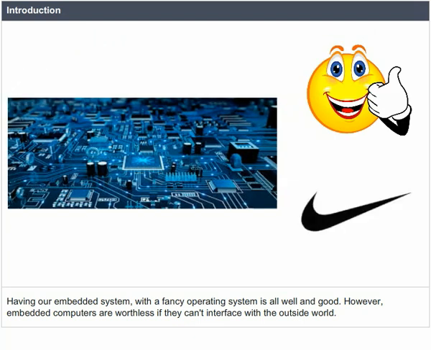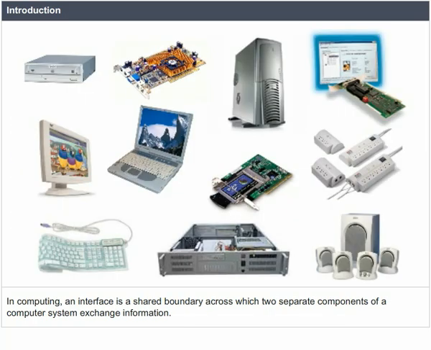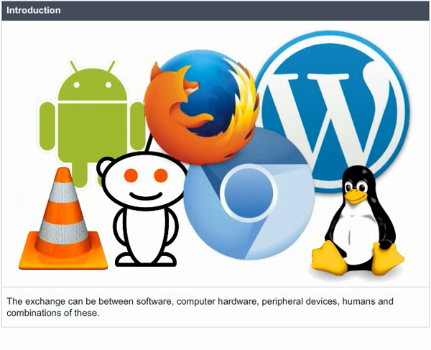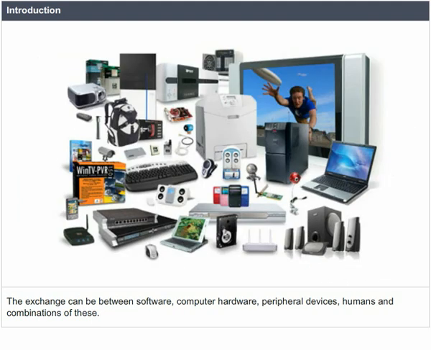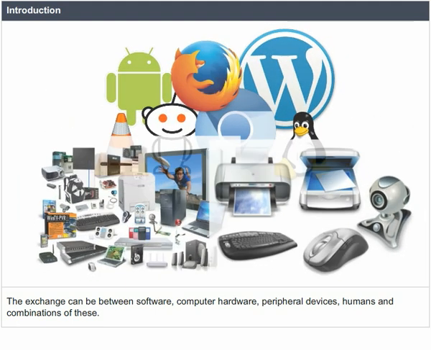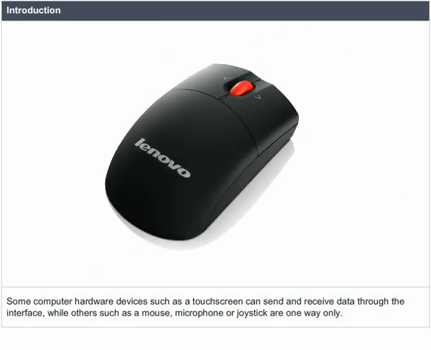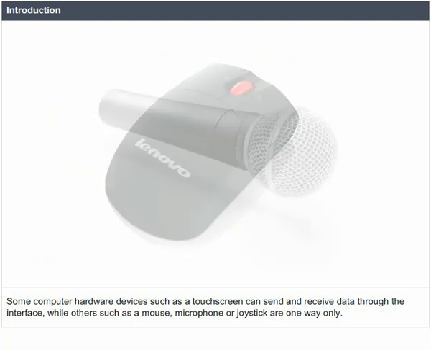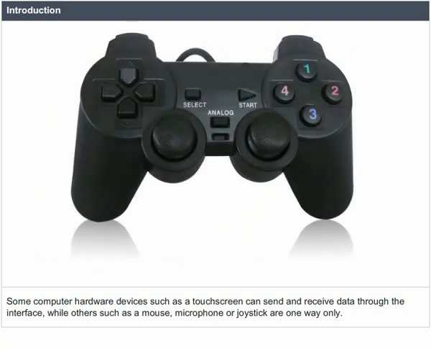However, embedded computers are worthless if they can't interface with the outside world. In computing, an interface is a shared boundary across which two separate components of a computer system exchange information. The exchange can be between software, computer hardware, peripheral devices, humans, and combinations of these. Some computer hardware devices, such as a touchscreen, can send and receive data through the interface, while others, such as a mouse, microphone, or joystick, are one-way only.